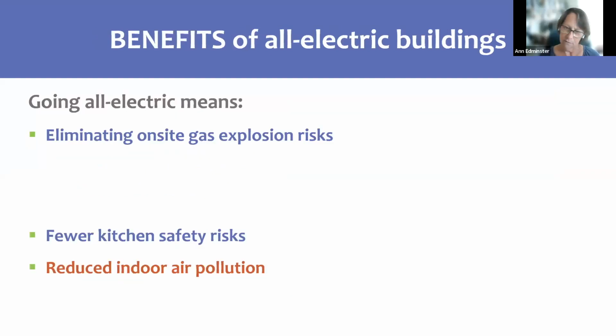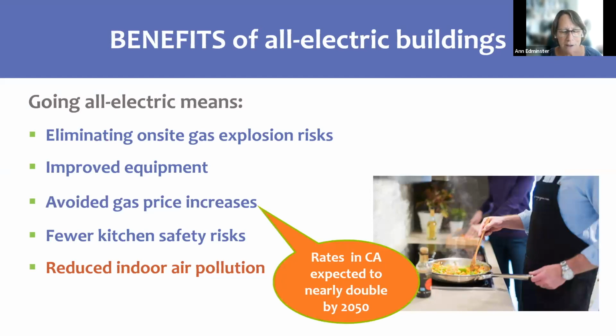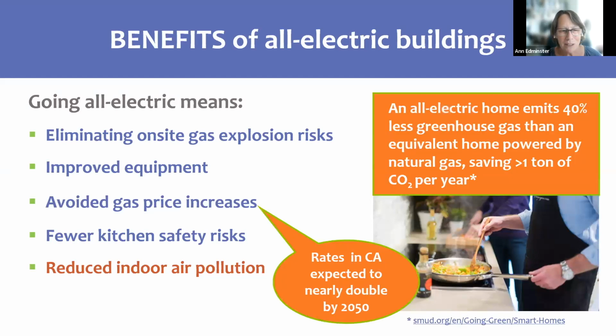So, I've got my little animations out of order here. We'll just bring them all on here. So going all electric means we're eliminating on-site explosion risks. That's pretty awesome. We've got improved equipment because this is going to be new stuff. It's going to be our most high efficiency stuff. We're helping to avoid those gas price increases, which I already mentioned, which are expected to nearly double in a couple more decades. We're also reducing kitchen safety risks and the indoor air pollution that goes along with those, as well as hitting of course, the climate goals, which I'll be saying a little bit more about too.